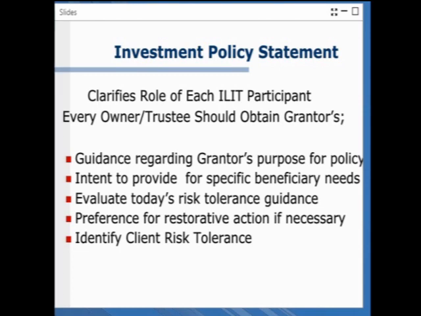The investment policy statement, it basically clarifies the role of each ILIT participant. It just shows, and it provides the guidance. What's the purpose of the policy? What's the intent for the specific beneficiary's needs? It's just evaluating today's risk and what type of action should be made in the event that that policy needs to be restored.